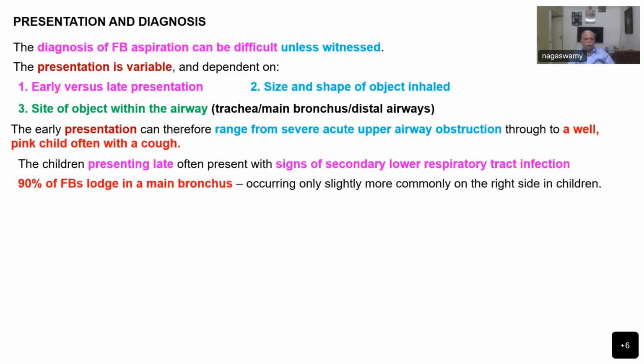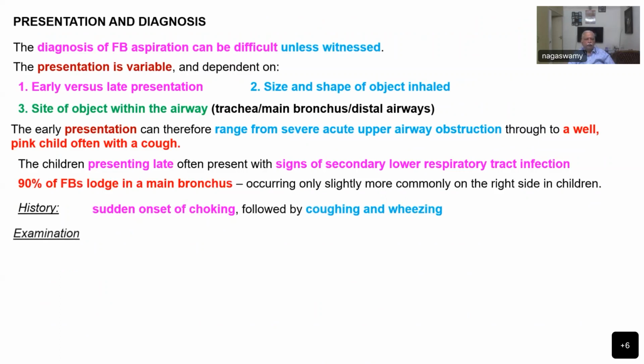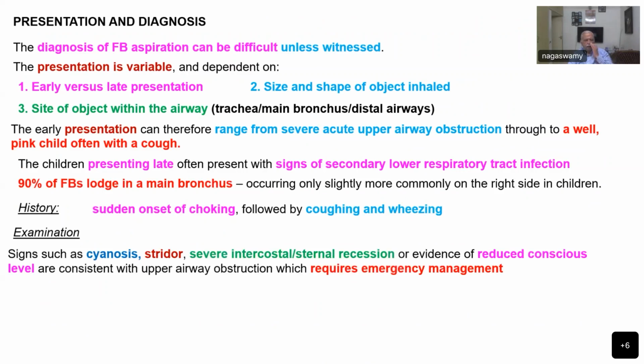So 90% of the foreign bodies lodge in the main bronchus. After the trachea divides into right and left, it may get lodged in one of the right or left main bronchus. The history is a sudden onset of choking followed by coughing and wheezing. On examination, if there is cyanosis, stridor, severe intercostal and sternal retractions, or even reduced consciousness, it requires emergency management. But these are the only children who have to be attended to immediately.